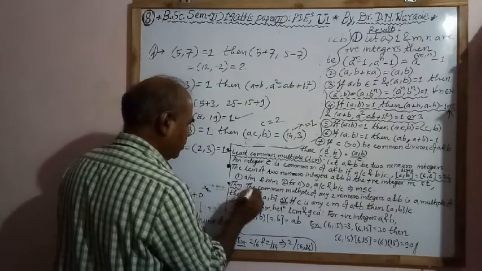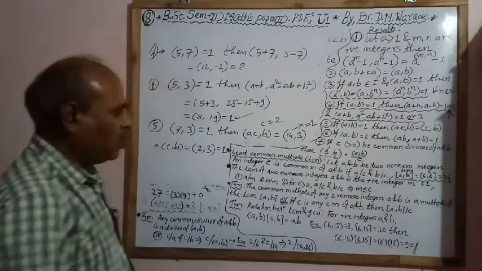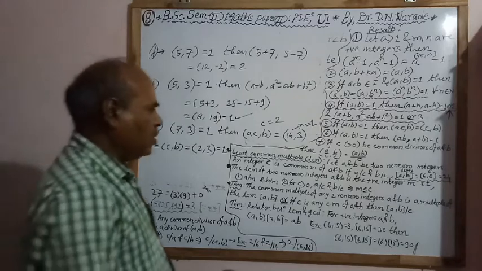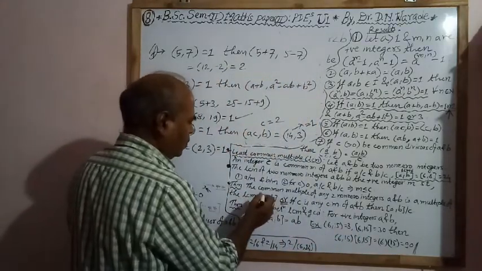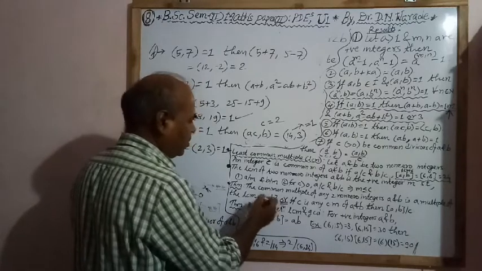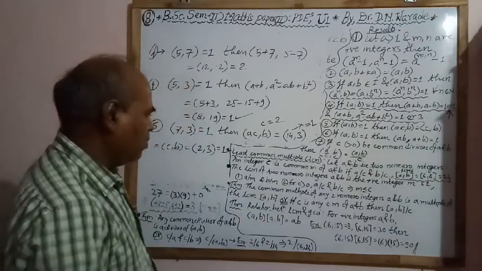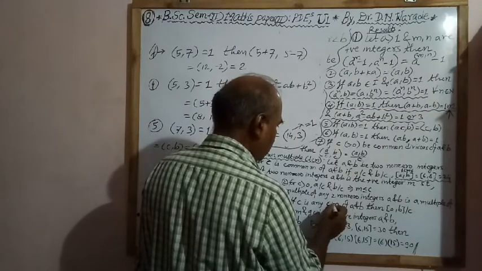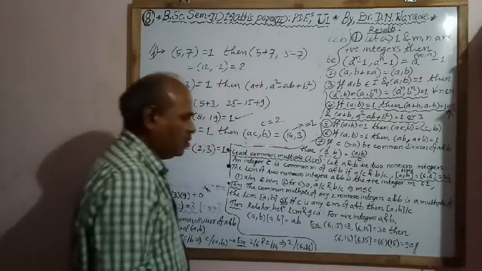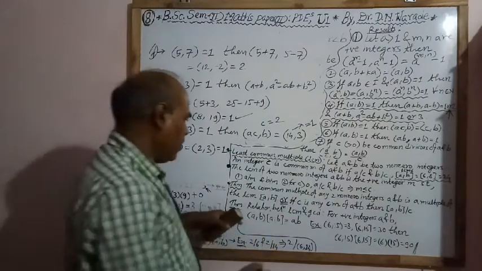Then we see the theorem. The common multiple of any two non-zero integers A and B is a multiple of the LCM. This bracket means LCM of A, B. Or if C is any common multiple of A and B, then LCM of A, B divides C.